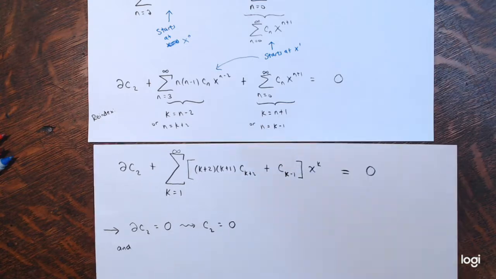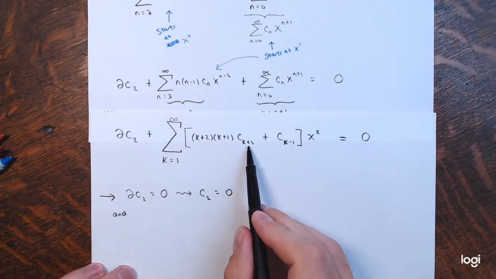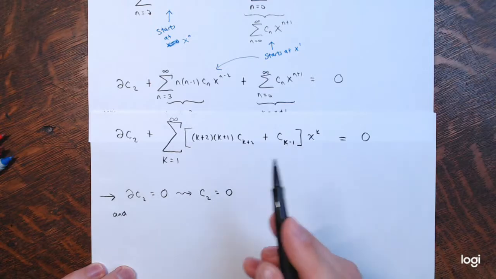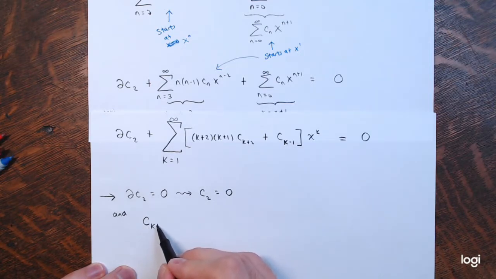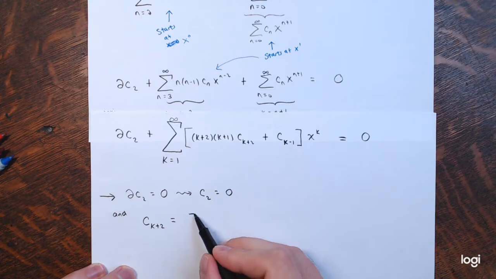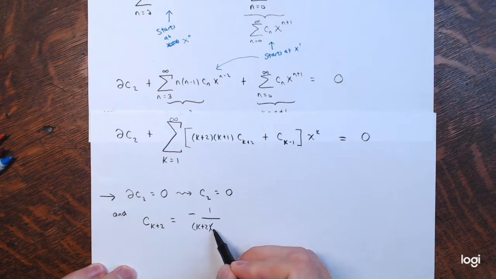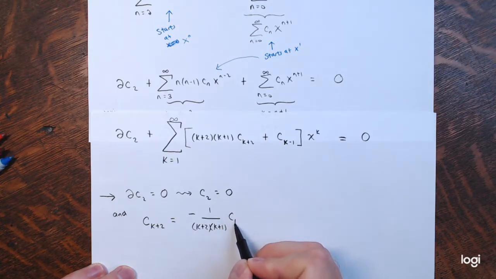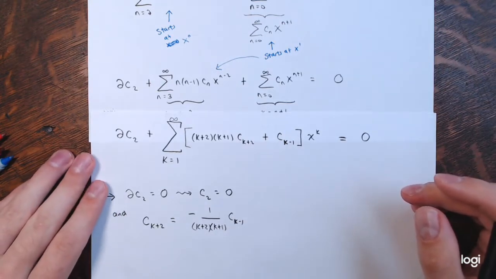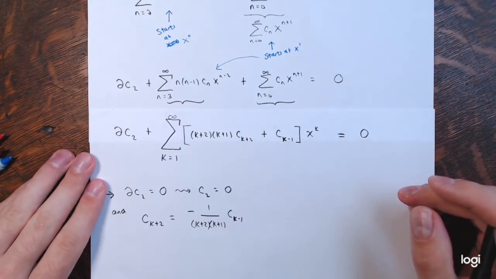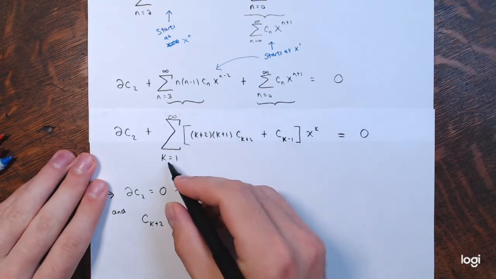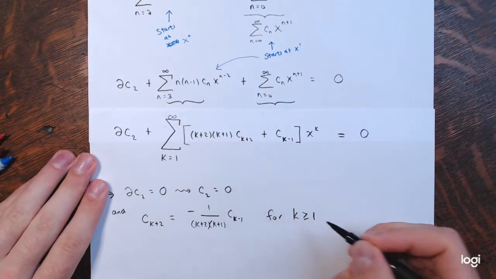So what I'm going to do is solve right now for c sub k plus 2. This is the term that's further along in the sequence. It's actually 3 terms further down the sequence of constants than c sub k minus 1. So c sub k plus 2 must be equal to negative 1 over k plus 2 times k plus 1 times c sub k minus 1. Or if you just put c sub k minus 1 in the numerator, whatever. And this is for k greater than or equal to 1.